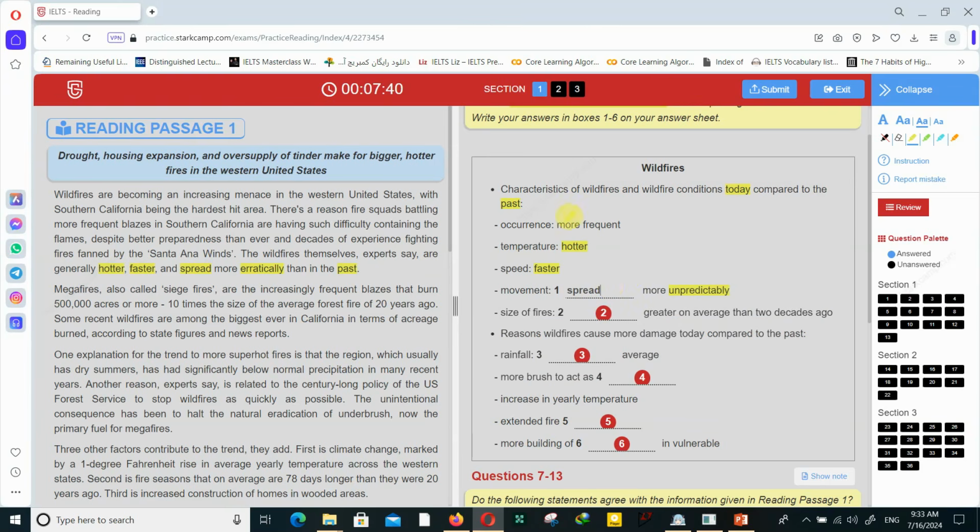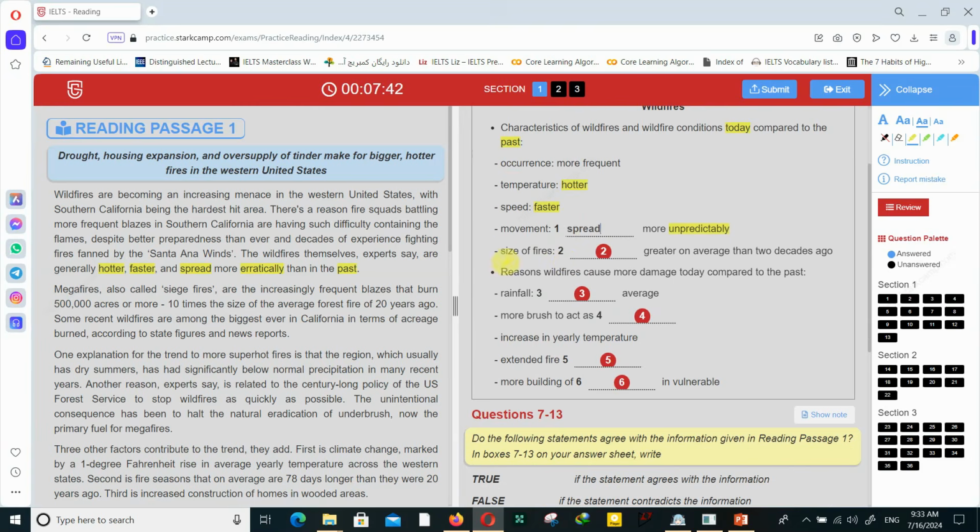After that, I'm going to read question number 2. Size of fires. It's about size of fires. Greater on average than 2 decades ago. Okay? Now moving back to the passage and try to find the sentence equivalent to this sentence.